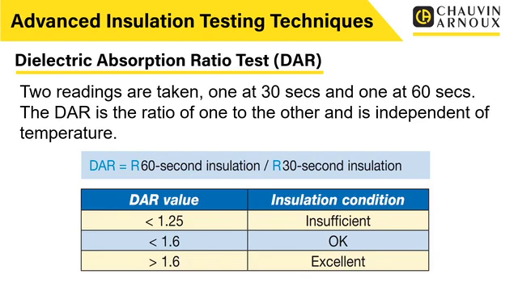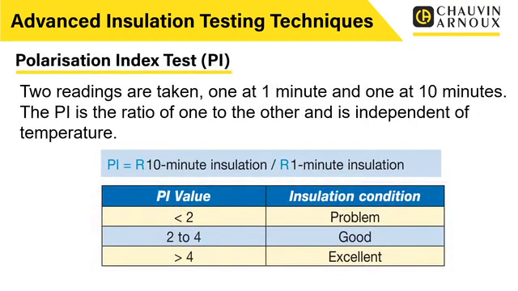You can always carry out the test and see what it tells you. But again, sometimes you may need to go to a longer period of test to get a better idea. That's where the next test comes in, which is the polarization index test, or PI test. Again, this is taking two readings, but this time the first one is taken at 1 minute, and the second one at 10 minutes. So we're actually applying the test for a full 10 minutes here.